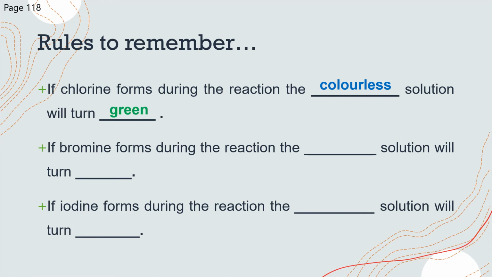Write that in. Then the second point, if bromine forms during the reaction, again, the colourless solution will turn orange. And then the last one, if iodine forms during the reaction, the colourless solution will turn brown, or you could say yellow-brown would be more accurate. Okay, brown or yellow-brown is accepted there. So this is the kind of thing that you would say in an answer when they ask you, what is the colour change in this displacement reaction? You will always say colourless to, and then the ending colour will be the colour of the element produced.